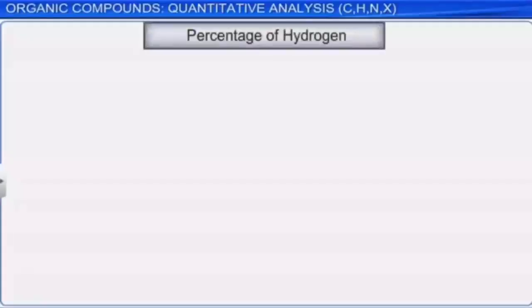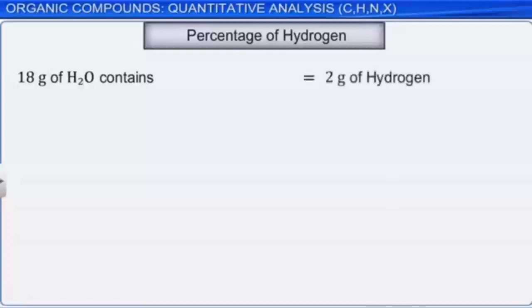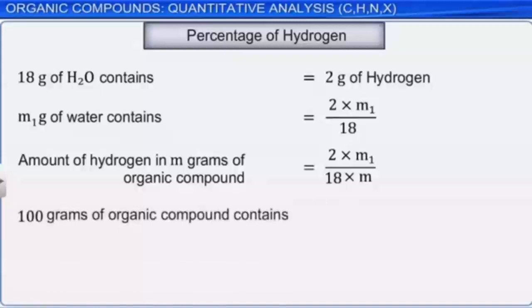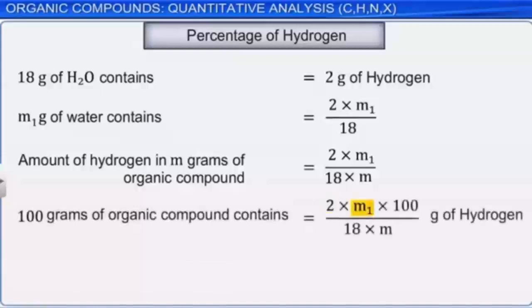The percentage of hydrogen is also calculated in a similar way. We know that 18 grams of water contains 2 grams of hydrogen. Therefore, m1 grams of water contain 2 multiplied by m1 divided by 18. Now, m grams of organic compound contain 2 multiplied by m1 divided by 18 grams of hydrogen. Therefore, 100 grams of organic compound would contain 2 multiplied by m1 multiplied by 100 divided by the product of 18 and m.